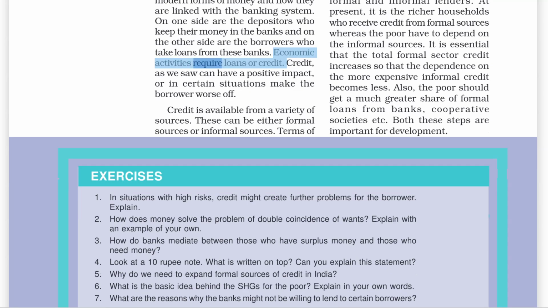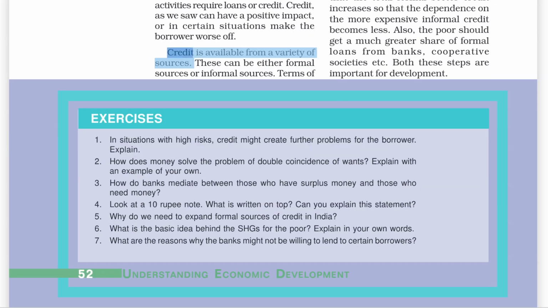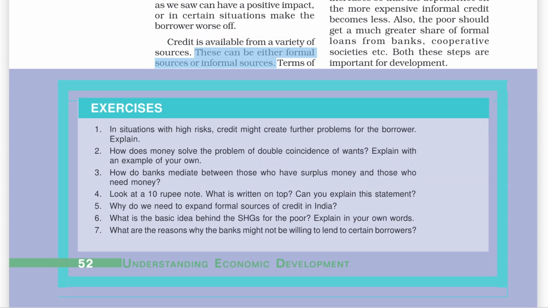Economic activities require loans or credit. Credit, as we saw, can have a positive impact or in certain situations make the borrower worse off. Credit is available from a variety of sources. These can be either formal sources or informal sources.